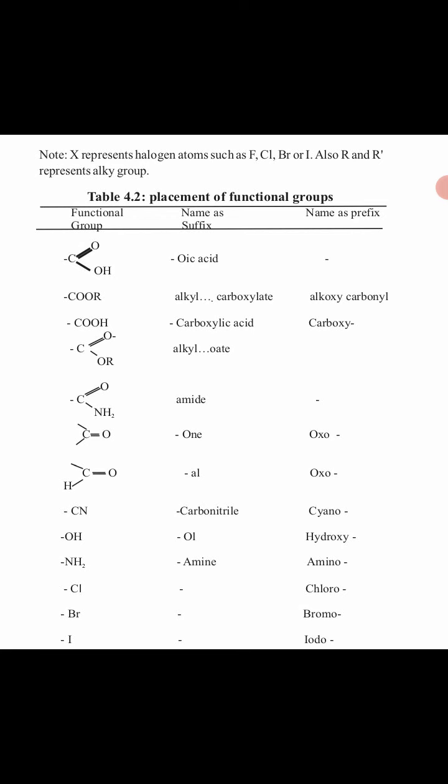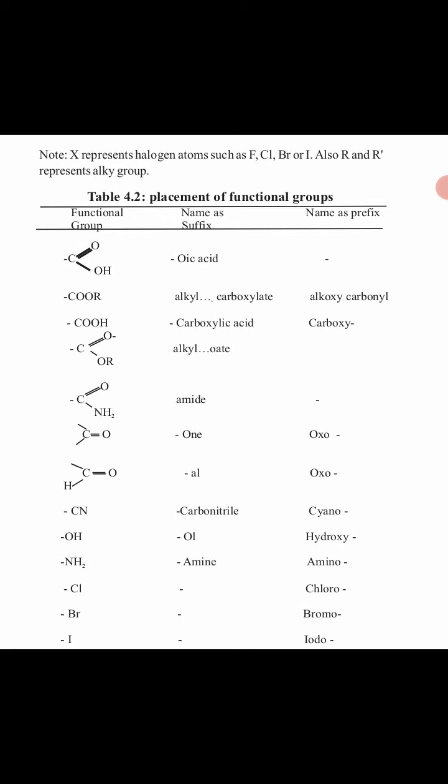So when you have COOH, that's a carboxylic functional group. When it is added as a suffix to a compound, the end name of the compound is oic acid, alkanoic acid: propanoic acid, butanoic acid. It cannot be used as a prefix, so it is only added as a suffix. Once you see COOH in any compound, the ending name of that compound will end in oic acid.